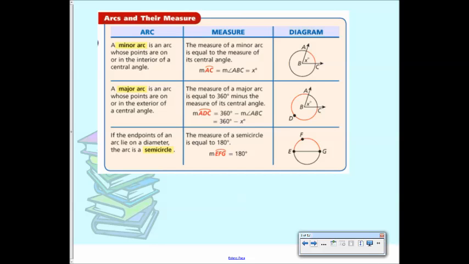All right, a semicircle is always going to be how many degrees? 180, because that's half of a circle. 360, half of 360. Good. So a semicircle is an arc that takes up 180 degrees. It's half of it. The measure of the semicircle will always equal 180.